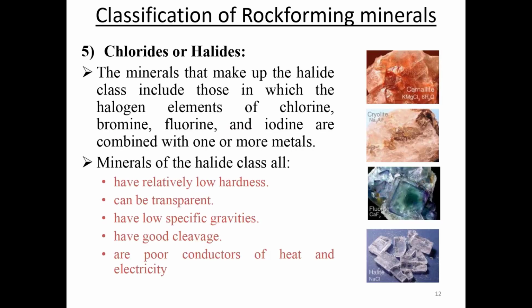Chlorides or halides. The minerals that make up the halide class include those in which the halogen elements of chlorine, bromine, fluorine, and iodine are combined with one or more metals. All minerals of the halide class have properties like relatively low hardness. They can be transparent. They have low specific gravities, and good cleavage. They may be poor conductors of heat and electricity. The examples of halides are carnallite, cryolite, fluorite, and halite, sodium chloride.